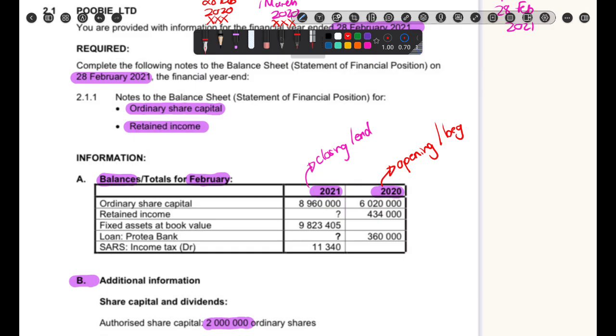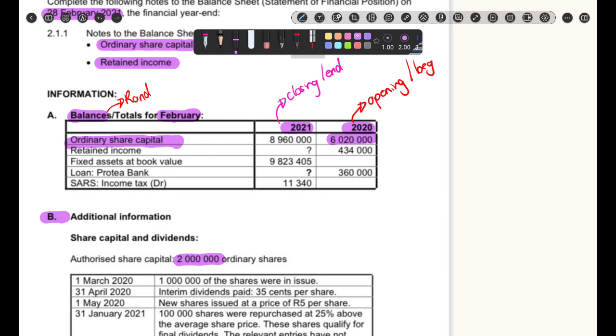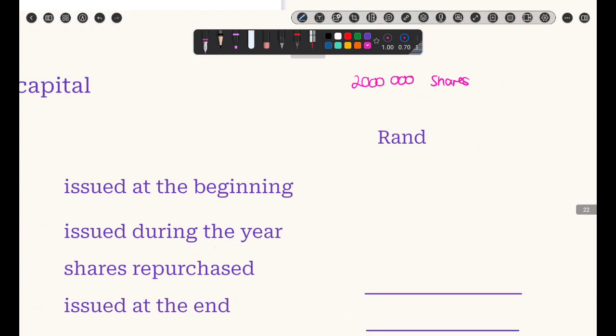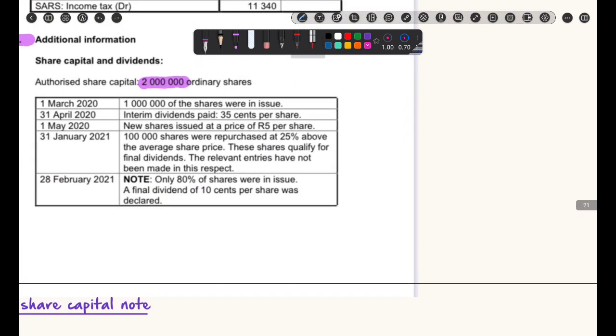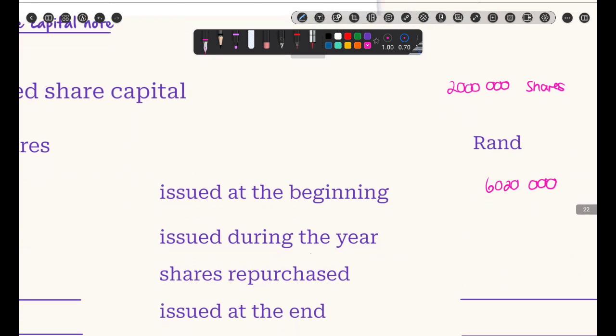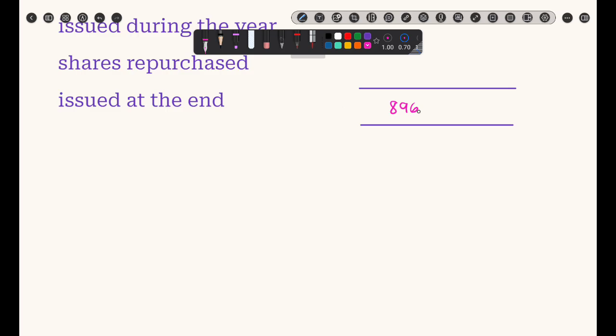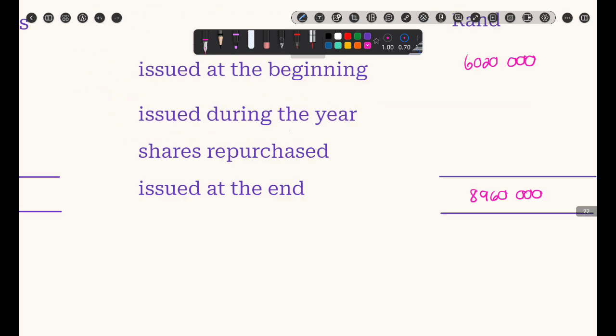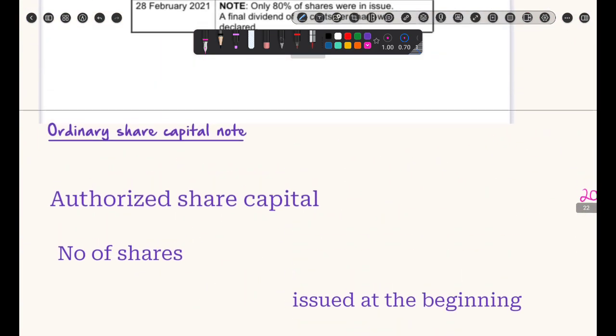Now we know that they've given us, remember, balances are random amounts, right? So we can see that they gave us the random amounts, the balances at the beginning and at the end of the year. So I can go and put that into my note for ordinary share capital. My balance at the beginning is 6,020,000, so I can go and put that here, and then my balance at the end is 8,960,000. So I can go and put that there. Right? Okay, then what else can we go and input?